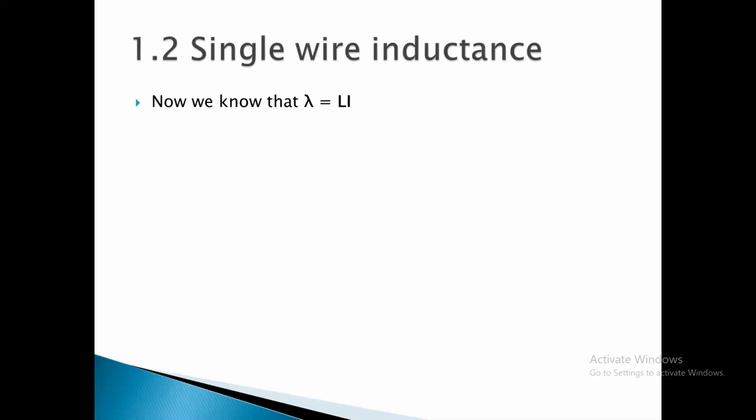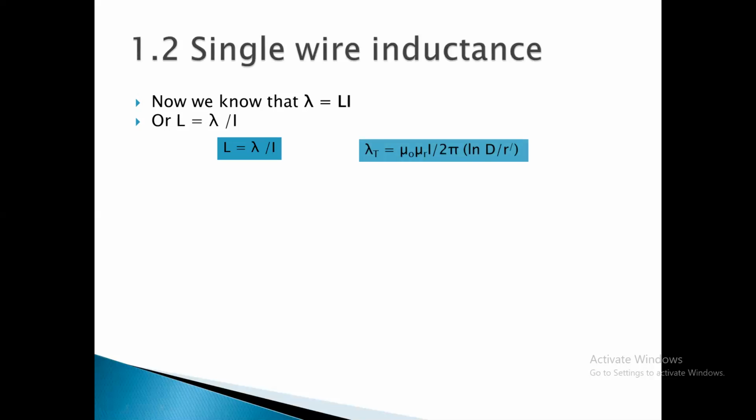From this formula, as I have already found the flux linkage of a single wire, I will just put the value here and I will get the inductance of that line. How will I do it? I can rearrange this equation: L is equal to lambda, and I will divide by I. It is multiplying here, so it will come here and divide. This is the value you can see from the previous slide, the flux linkage of a single wire.